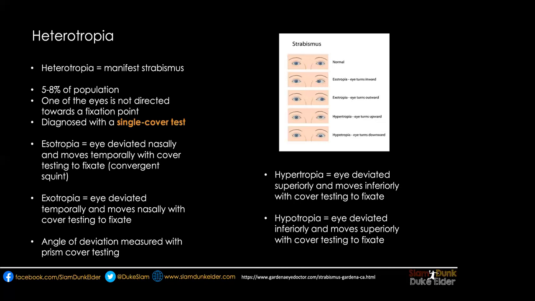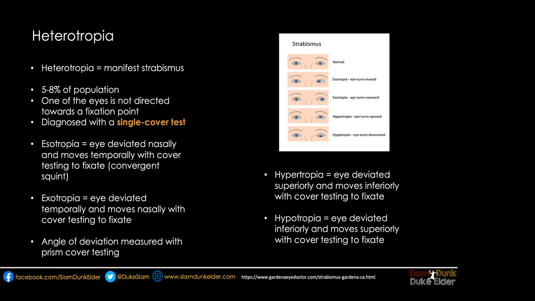We have esotropia, so that's where the eye is diverted nasally, and when you're covering the other eye, you'll notice the eye moves outwards with the single cover test. Exotropia is the opposite, so the eye is normally deviated laterally, and when you cover the opposite eye, it will move in nasally. And then you've got your hypertropia, where it's deviated superiorly, and your hypotropia, where the eye is deviated inferiorly.